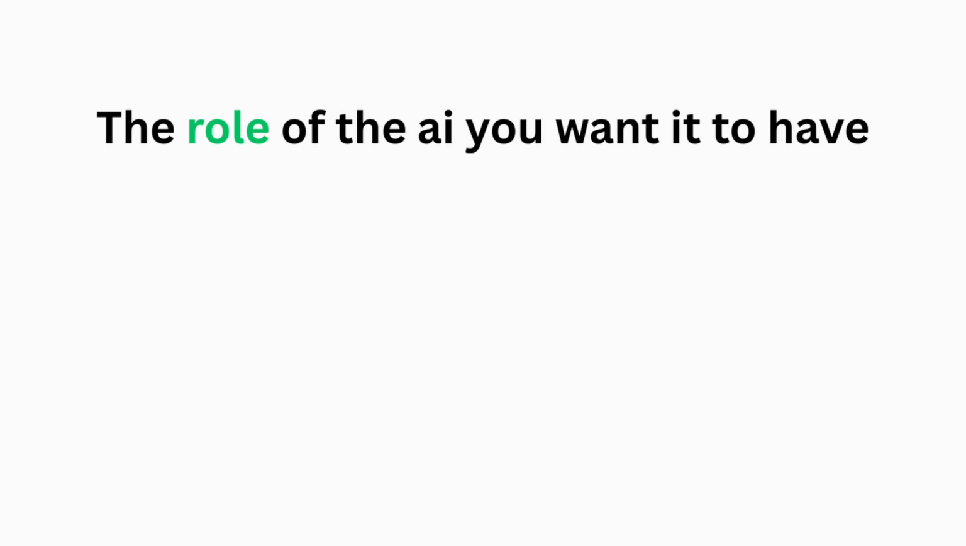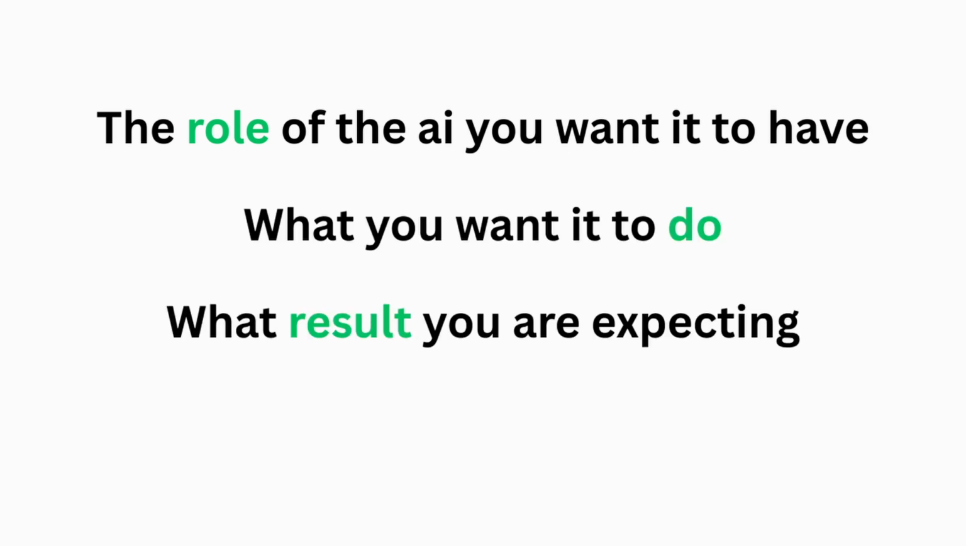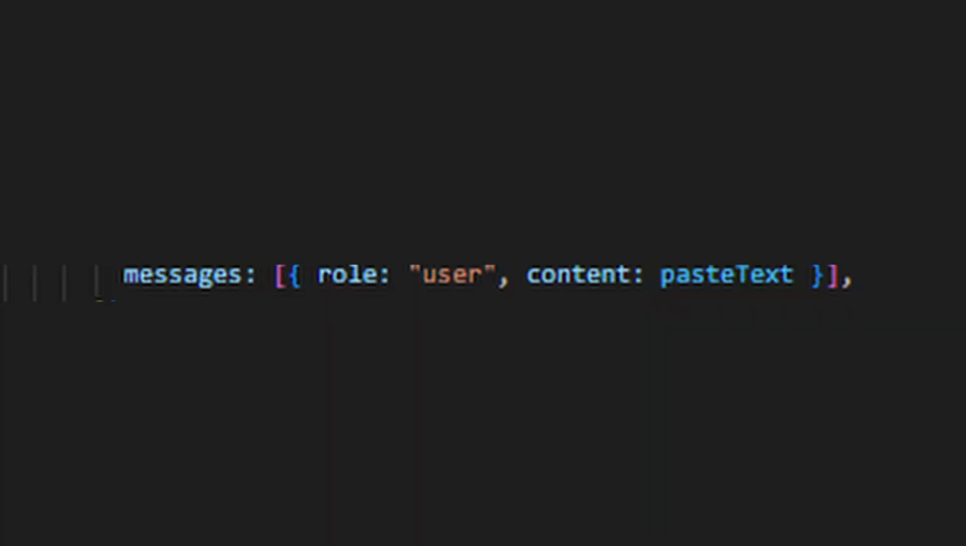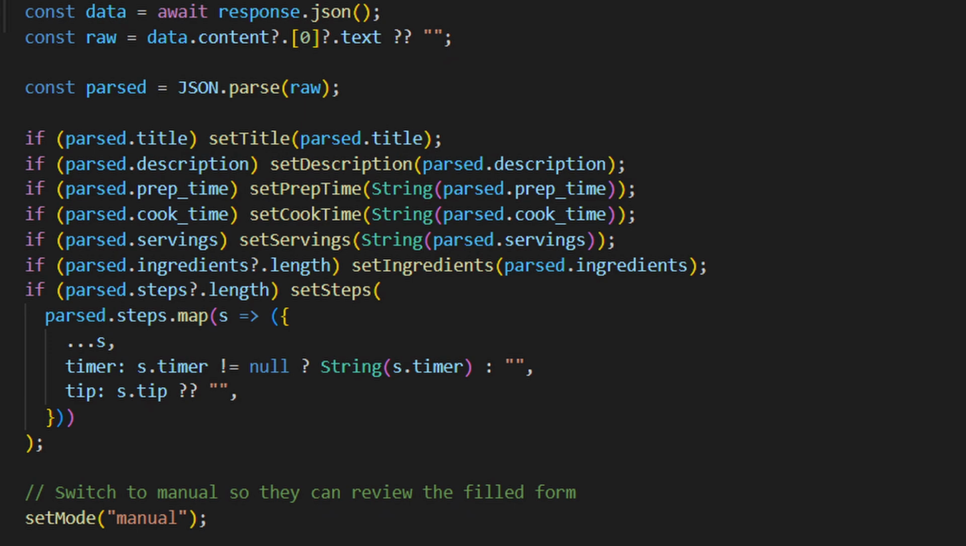So if you plan to use AI, the prompt structure that I recommend is first, put in the role you want the AI to have, what you want it to do, what results you are expecting, and what not to do. In the prompt from the user is where I put in the variable pasted text from the user. This is what the user types into the text input. The whole thing will give a JSON response, which will then be used to autofill the fields in the add recipe form. Quite cool.